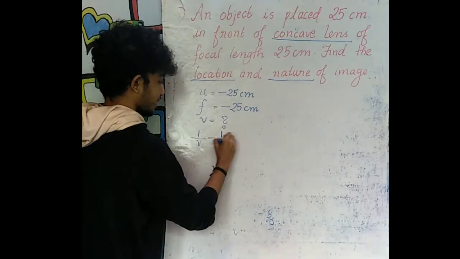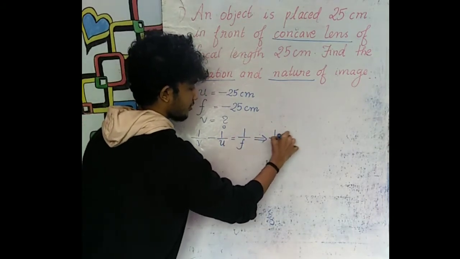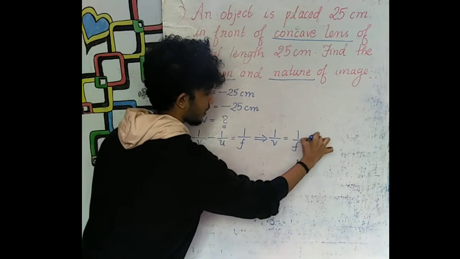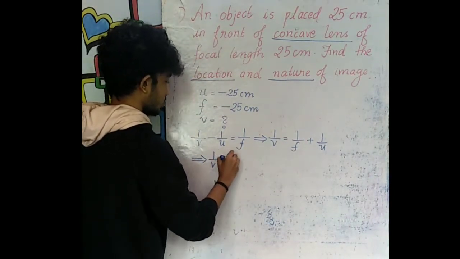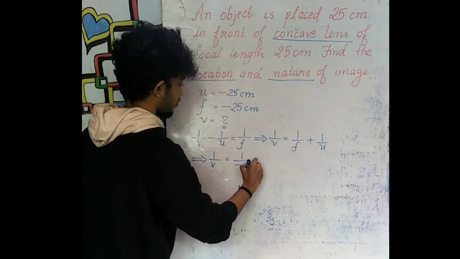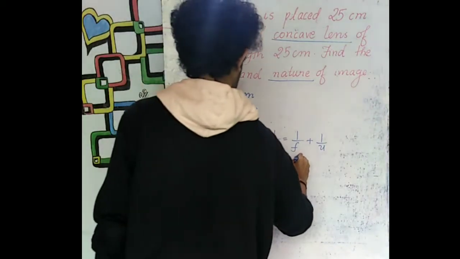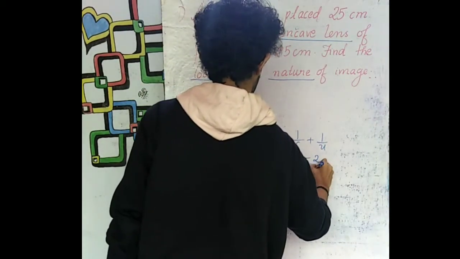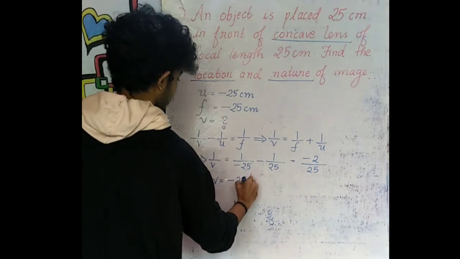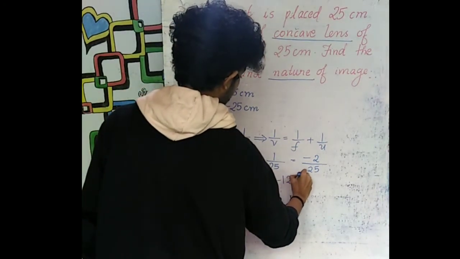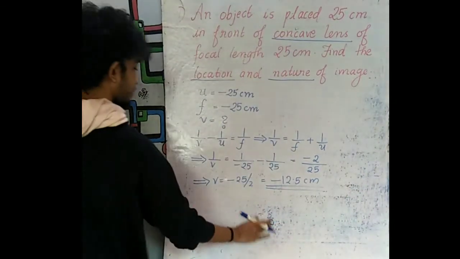So, what is the lens formula? 1 by V minus 1 by U is equal to 1 by F, which implies 1 by V is equal to 1 by F plus 1 by U, which implies 1 by V is equal to 1 by minus 25 minus 1 by 25, which is equal to minus 2 by 25. Therefore, V is equal to minus 25 by 2, which is equal to minus 12.5 centimeter. This is the image distance.